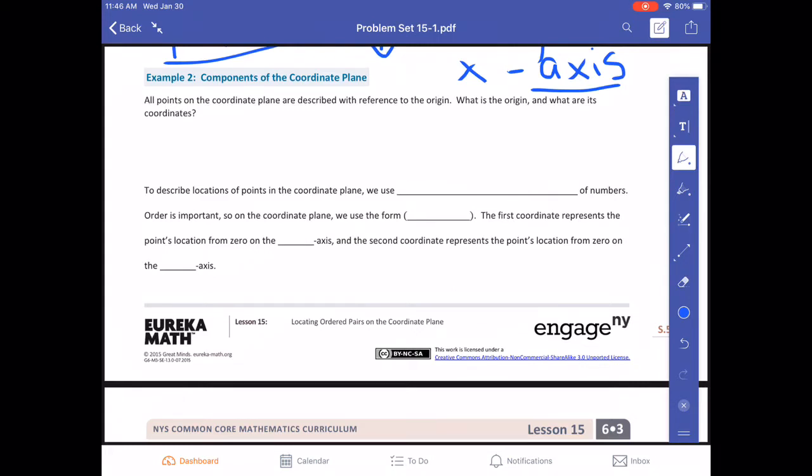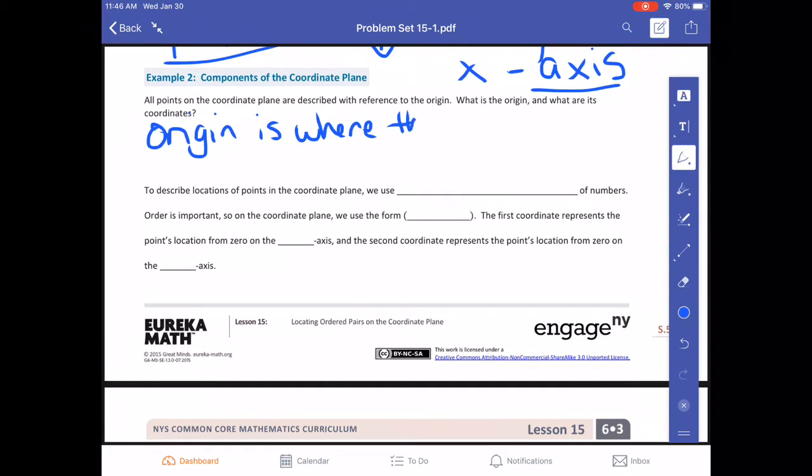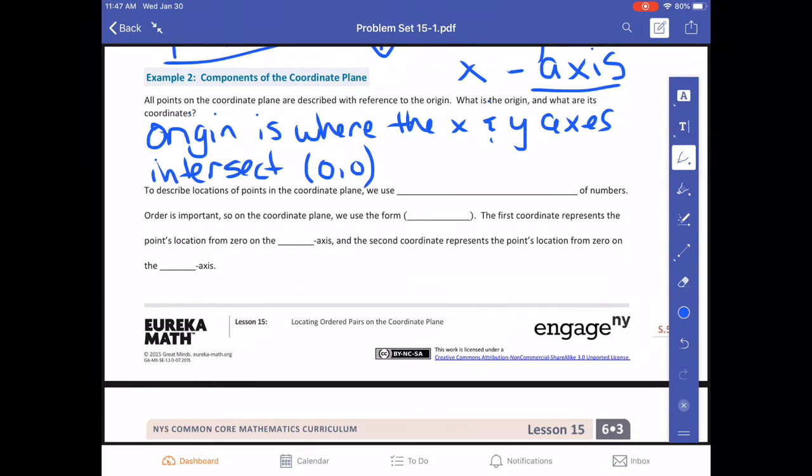Well, the origin is where the x and y axis intersect. It's where they meet, okay? It's where they touch. And that point is, again, going to be 0, 0. I don't move at all along my x-axis, and I don't move along my y-axis at all. It's where they meet. It's also where we start counting, okay?